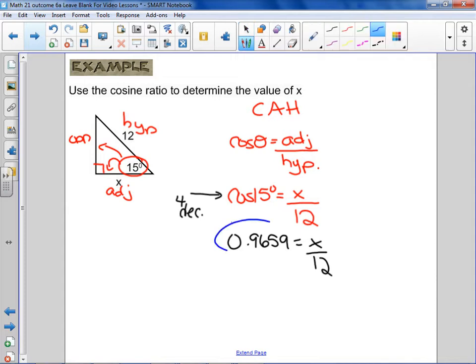Now these 2 go together, and you do that with a multiplying. So 0.9659 multiplied by 12. X equals 11.59 roughly if I round.